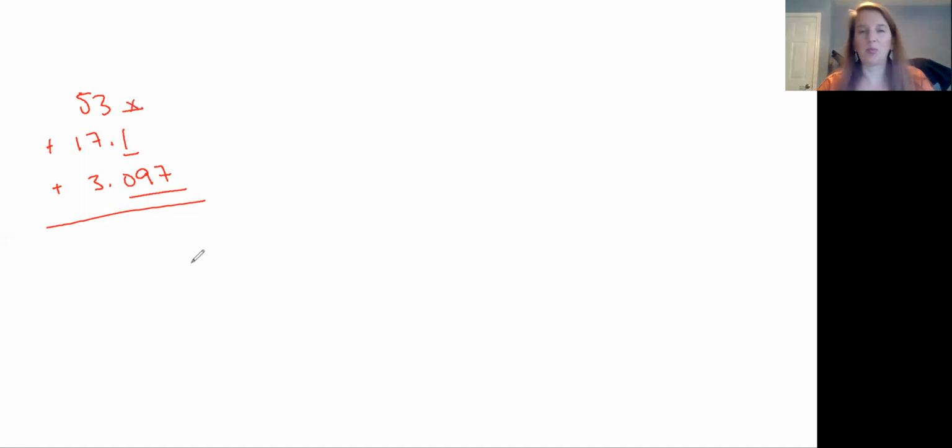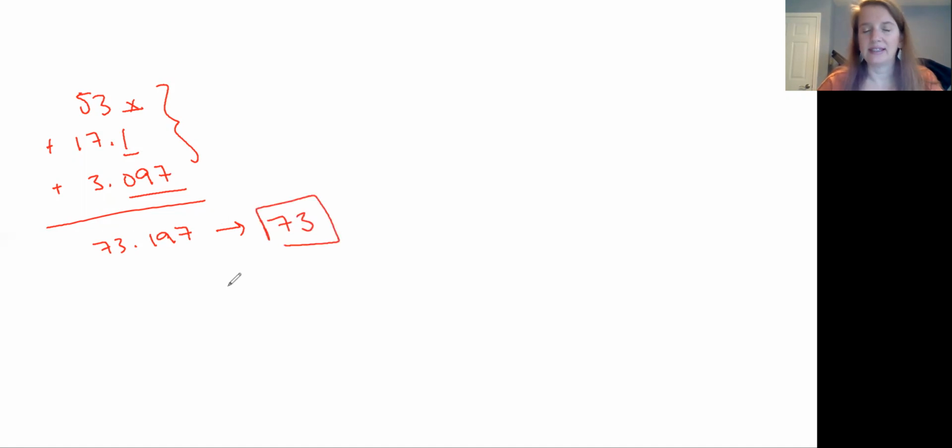So let's say we have 53 plus 17.1 plus 3.097. Well, this number has 3 numbers after the decimal point. This one has 1 number after the decimal point, but this one has no numbers after the decimal point. So when you add all of these up together and you get 73.197, your answer has to be rounded so it has whichever one of these has the fewest numbers after the decimal point. So since the first number has 0 numbers after the decimal point, our answer has to be rounded so it has 0 numbers after the decimal point, and we would record our answer as 73.